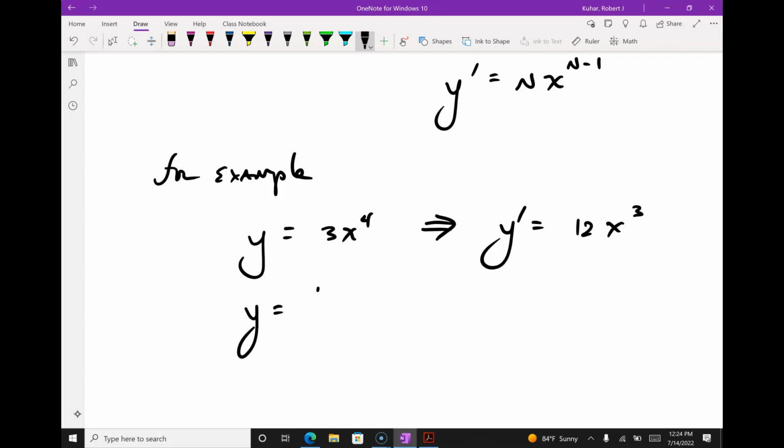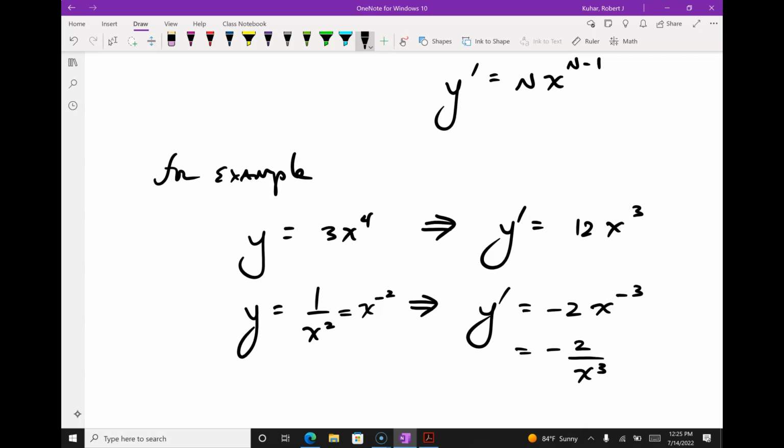If y equals 1 over x squared, what's y prime? Well, it's not so easy to do this one in your head, but if you rewrite it first, this is x to the minus 2. So what do I get for y prime now? Minus 3. Nice. And that negative exponent means move it downstairs and make it a positive exponent. It means reciprocal.